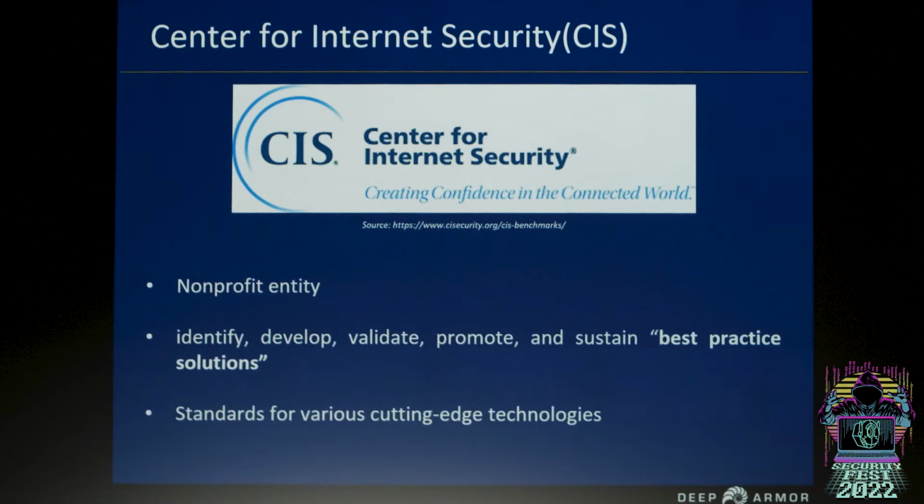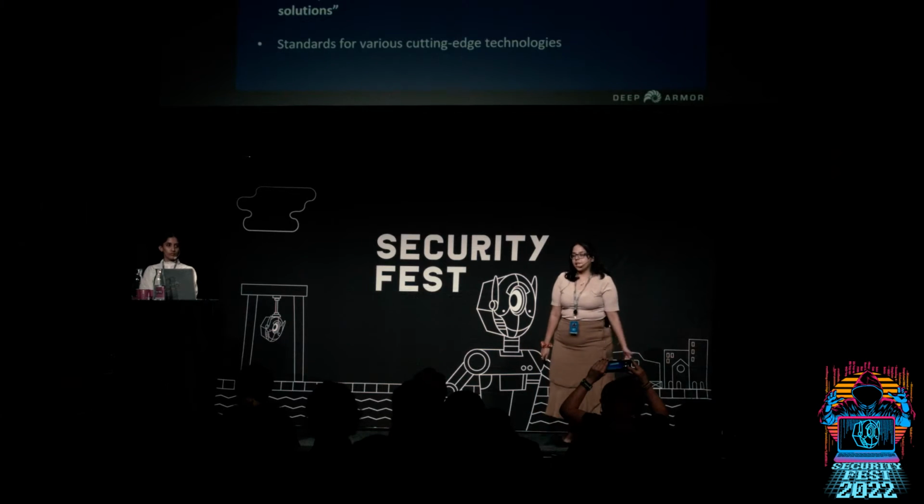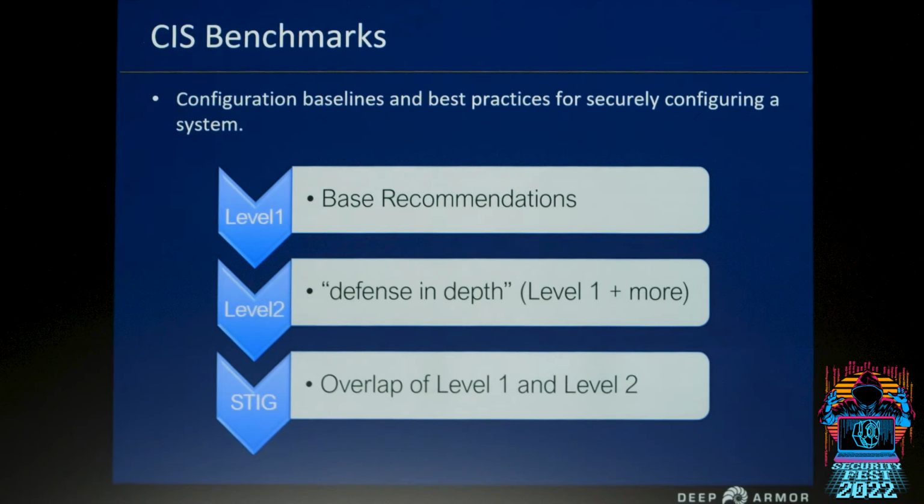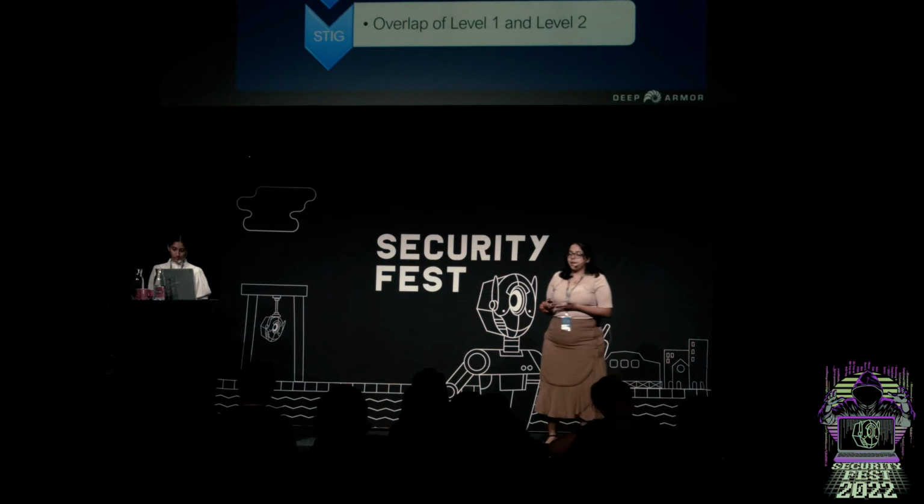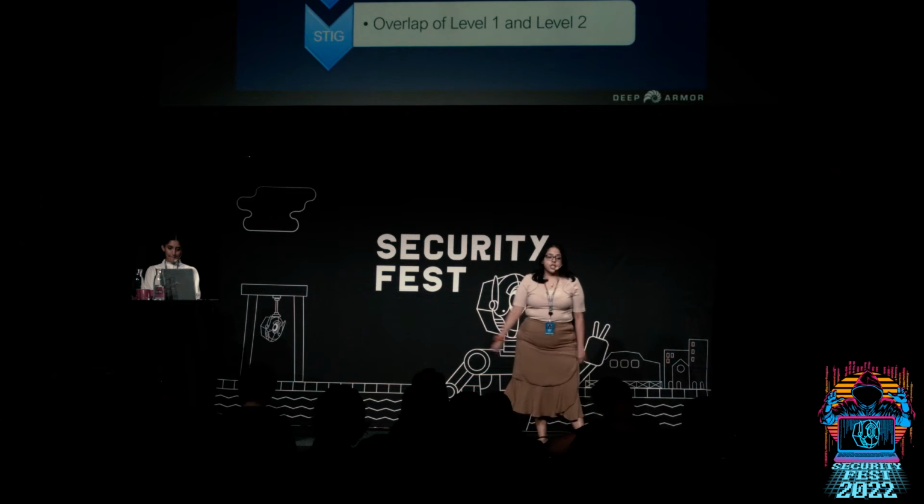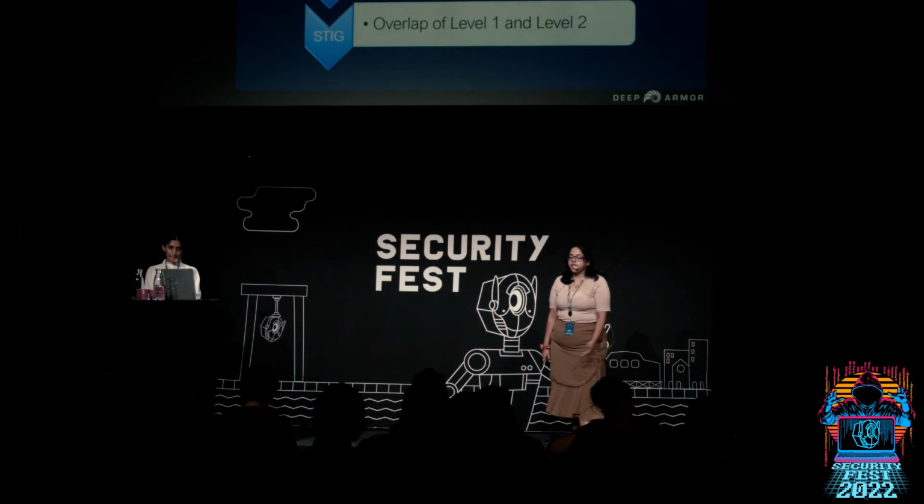CIS is a non-profit entity that provides us with best practice solutions against any kind of cyber attacks. CIS provides benchmarks that are recommendations. These recommendations are the baseline configurations on how to secure your system. The benchmarks have been divided into 3 sections by CIS: level 1, level 2, and STIG. Level 1 is your base recommendations, or the basic requirements that are needed to securely configure one system.